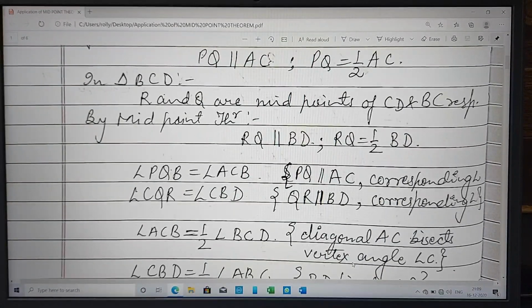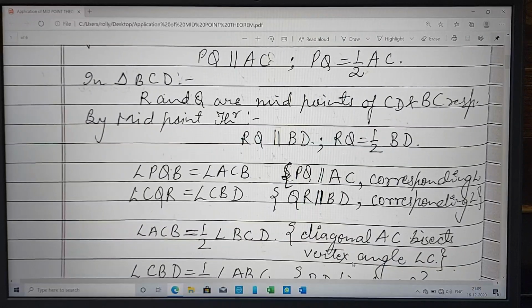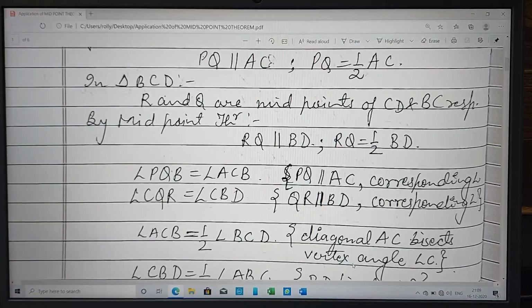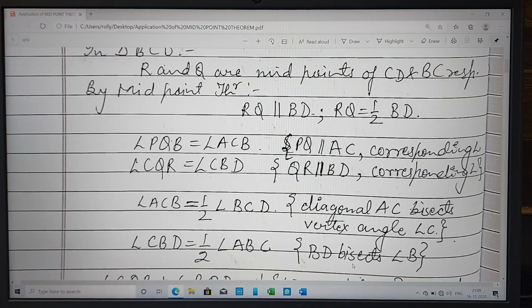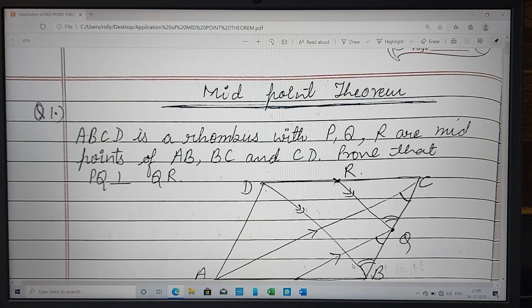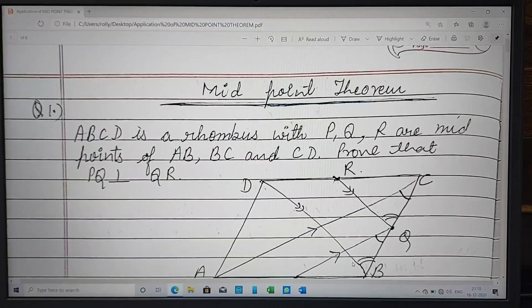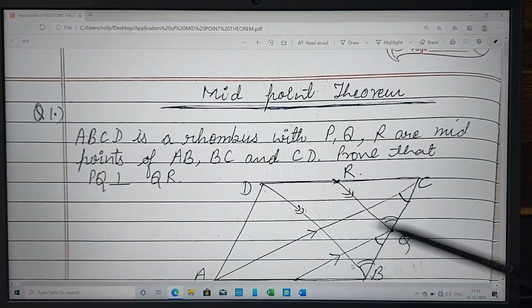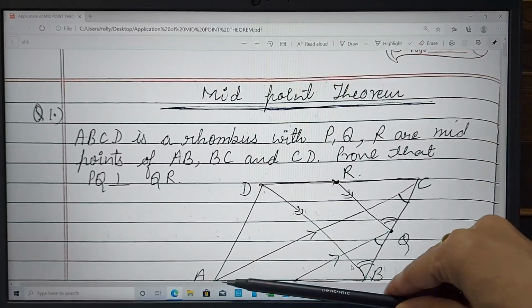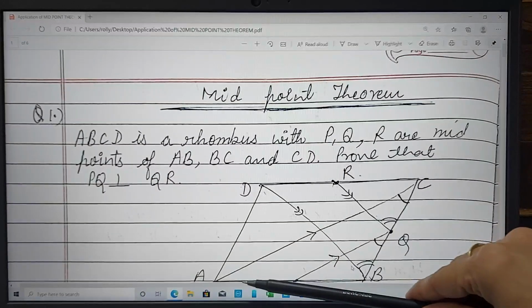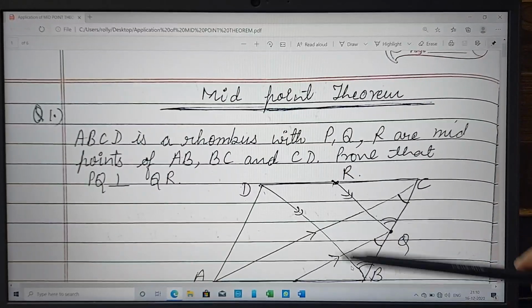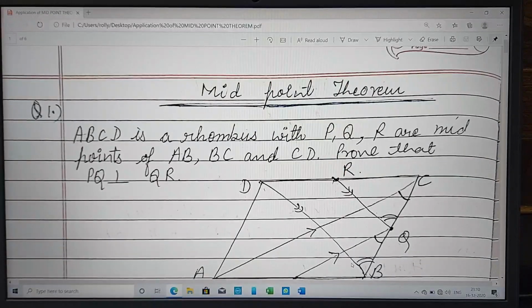Now, if we look at a rhombus, one more property of a rhombus is that the diagonals of a rhombus bisect the vertex angles. That is why complete angle C will be bisected by diagonal AC. So we can write that angle BCD is bisected by AC. So angle BCA is half of angle BCD.